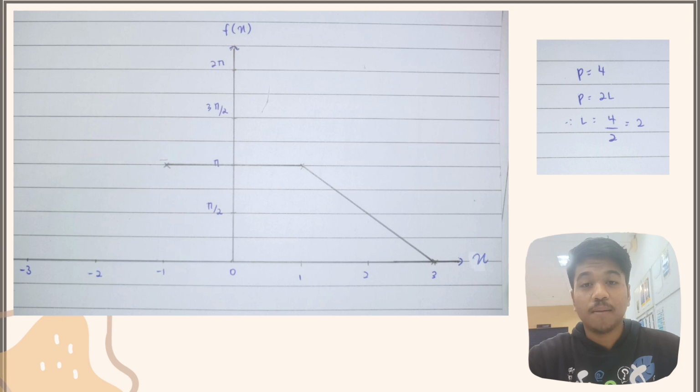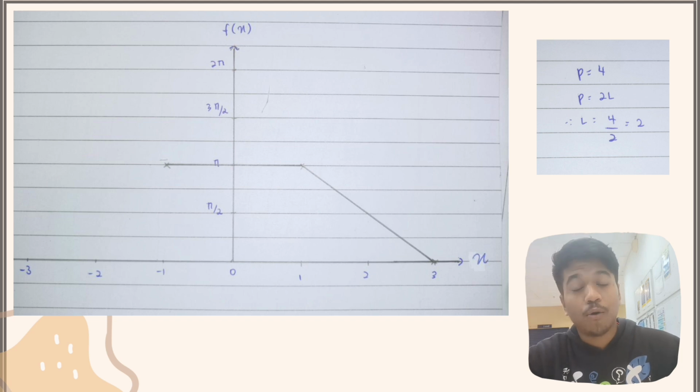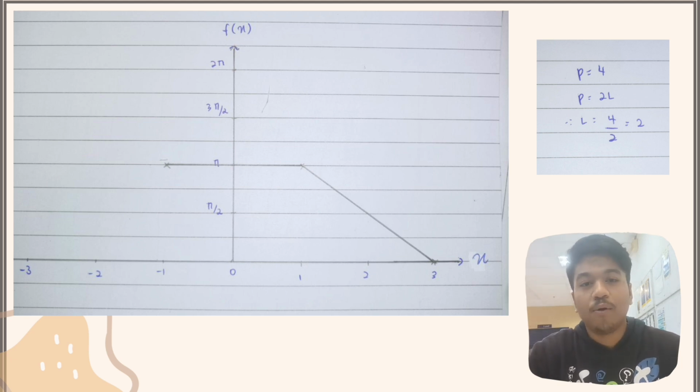So this is the graph that has been plotted from the data tabulated that has just been shown. The straight line represents the first function, which is pi from -1 to 1, and the inclined line represents the second function, which is pi x times (x minus 3) squared over 4 that has a limit from 1 to 3. So from the graph plotted, we can see that the whole period, or P, is equal to 4 due to the range of -1 to 3. Since P is equal to 2L, we obtain the value of L equal to 2.